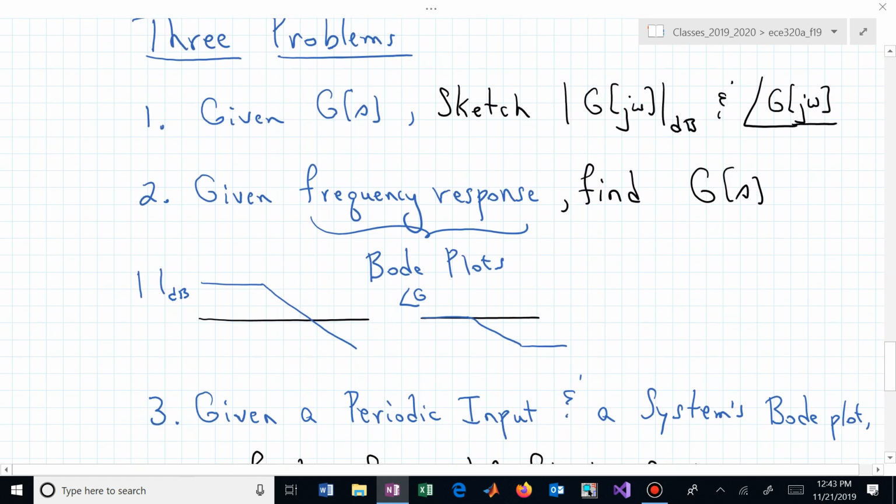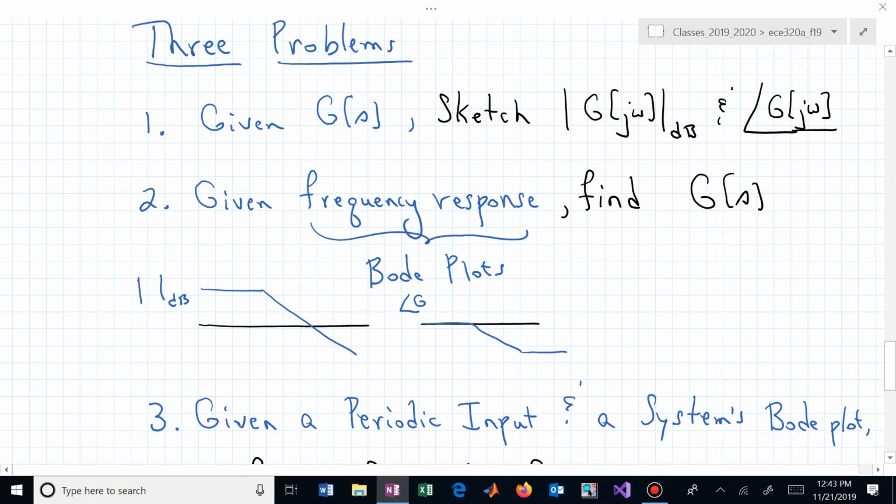Three problems you want to be comfortable with. First one is the big one, and that's what we're going to go over mostly today, if not the only thing that we get through. We won't get through all of the details, but given a transfer function, can you now sketch the magnitude and phase plots? Yes.